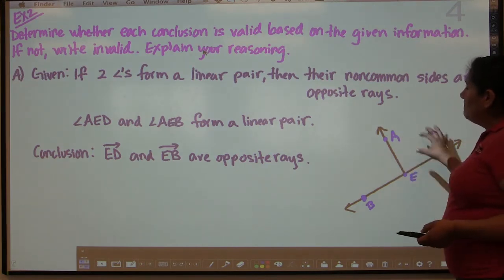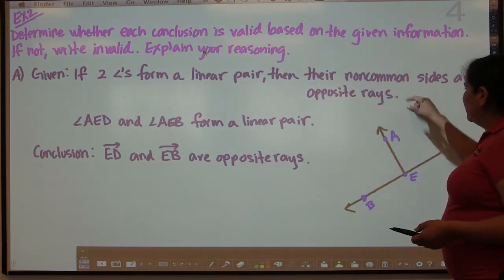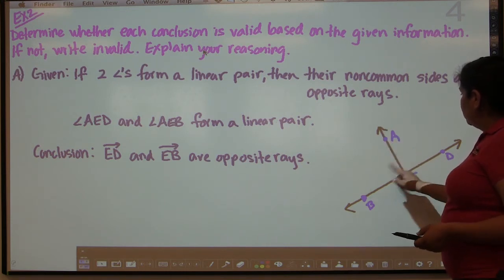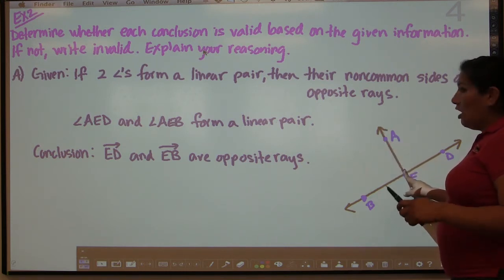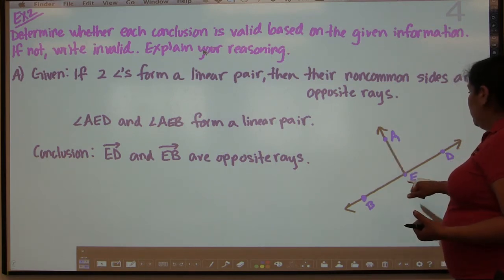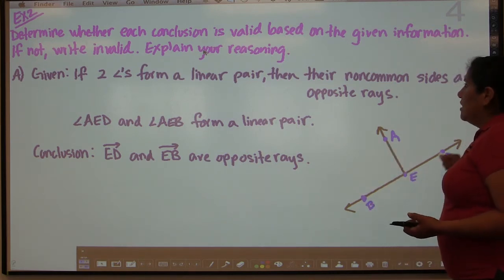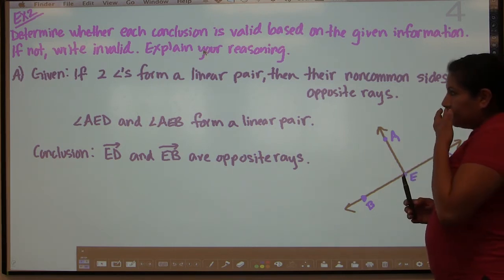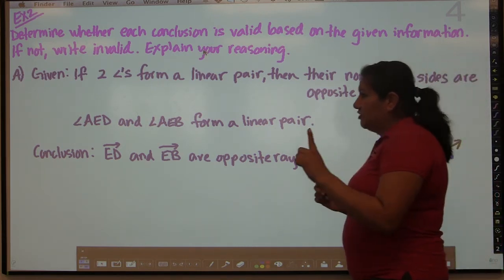You have a diagram over here. When they say non-common sides, this side right here, we have two angles here. This side right here is the common side. They both share that side. So the non-common sides are going to be this side and this side. So those are going to be opposite rays. So that's a true conditional. That's the first part that we need.